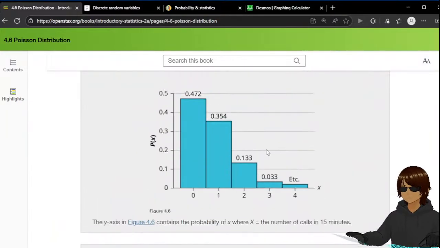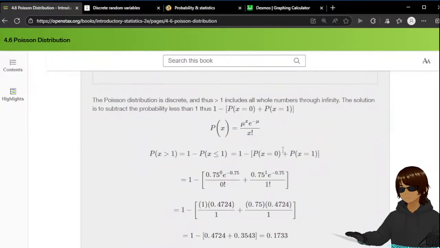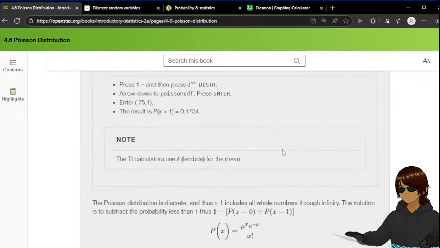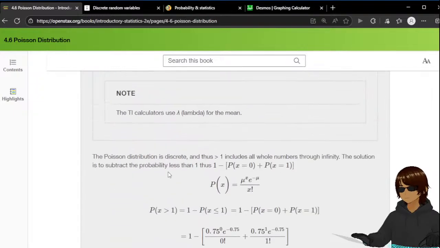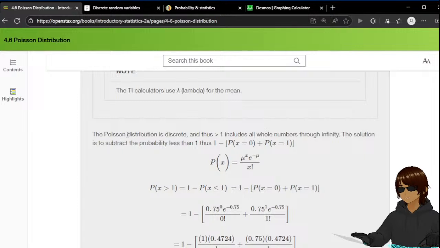Are they going to give us the formula? They gave it in the example. So the formula is... Poisson distribution is discrete and thus more than 1 includes all whole numbers through infinity. The solution is to subtract the probability less than 1, and thus 1 minus P(x = 0) plus P(x = 1).